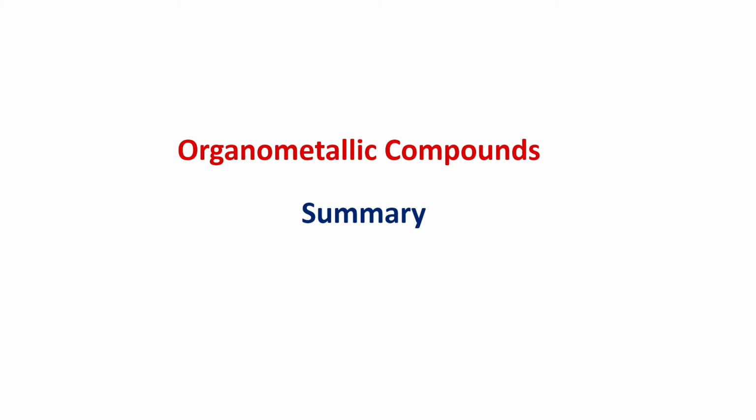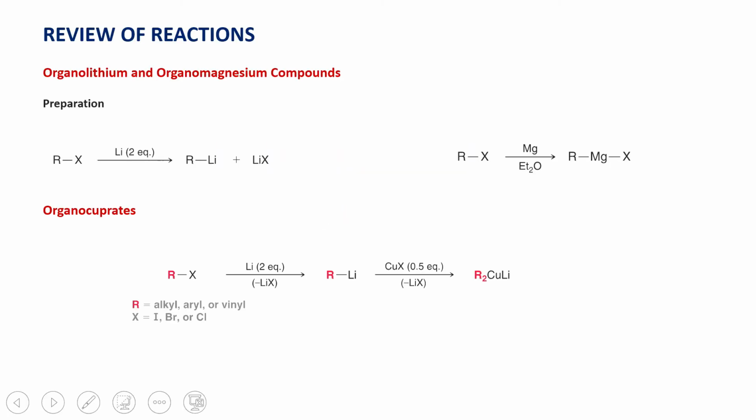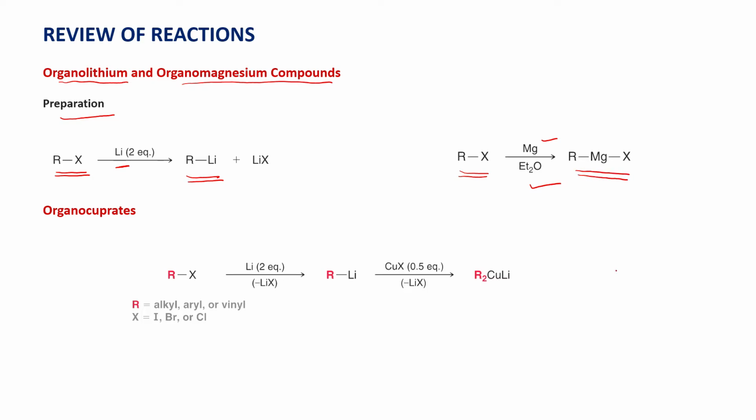Dear viewers, today we will do a summary of our organometallic compounds. In organometallic compounds, we study organolithium and organomagnesium. How do you prepare organolithium? When you treat an organohalide with lithium, it will give you an organolithium complex, and similarly when you treat an organohalide with magnesium in the presence of diethyl ether, it will give you an organomagnesium compound, which is also known by the name Grignard reagent.